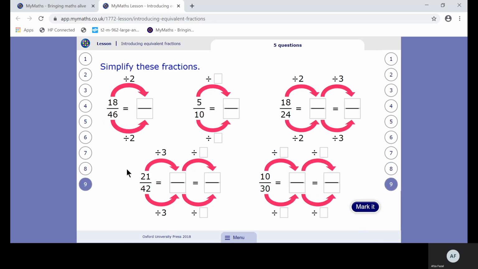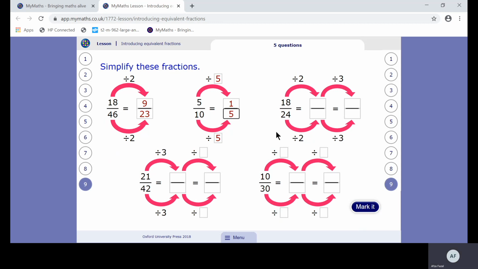Now, dividing by 2, here we need to figure out what we're dividing by. Here you divide and divide it again. So 18 divided by 2 is 9. 46 divided by 2 is 23. Let's divide it by 5, because I know both of them are in the 5 times tables. So 5 divided by 5 is 1. 10 divided by 5 is 5. I'm going to leave the rest to you.